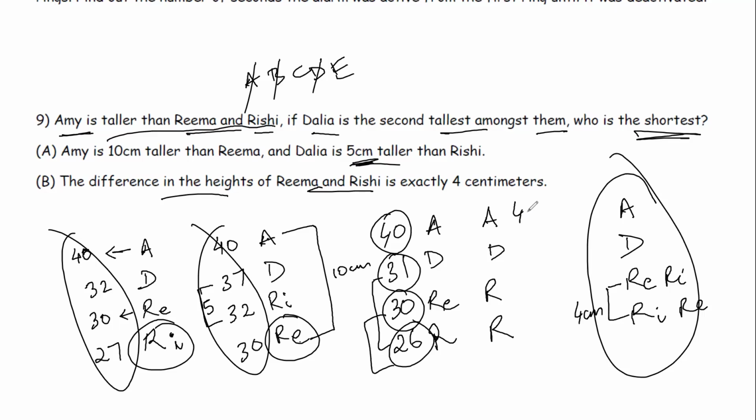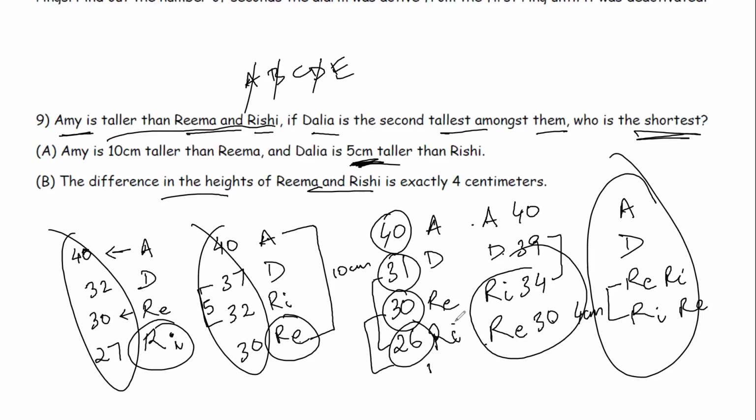But then again, I can take this as 40. I can make this Rishi and this Rima, make this 30, right? And there should be a 4 centimeter gap, so I can make this 34, right? And this one, I'll make sure it is 39. 5 centimeter gap out here, Dahlia and Rishi, right? I've got Amy and Rima, 10 centimeter gap, and this. So clearly, who's the shortest?